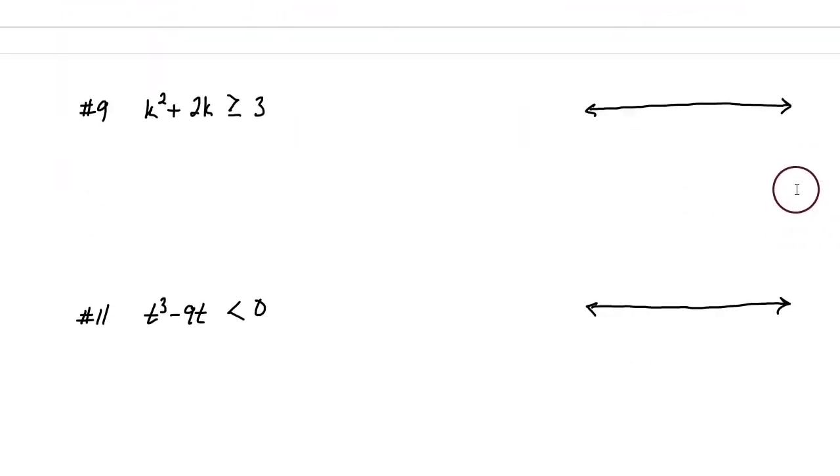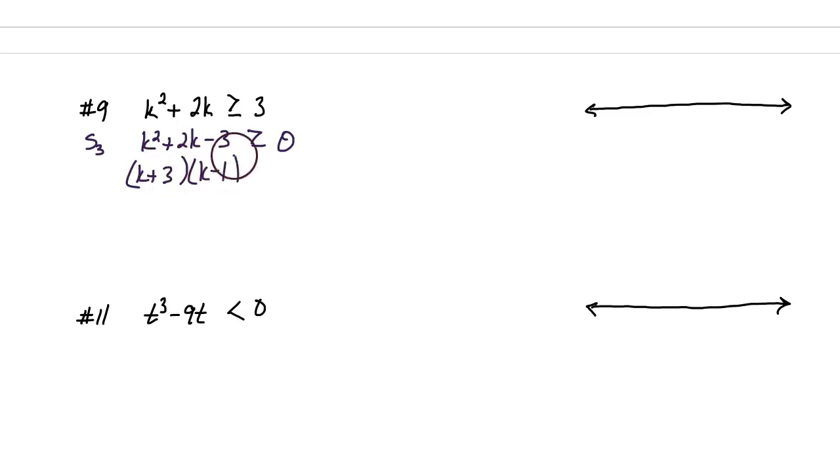Number 9, we don't have a 0 on the right, so let's subtract 3 from both sides. We get k squared plus 2k minus 3 is greater than or equal to 0. Now we have the 0, and we can factor this trinomial. (k + 3)(k - 1). I chose these numbers because 3 times -1 is -3, and +3 plus -1 is +2.